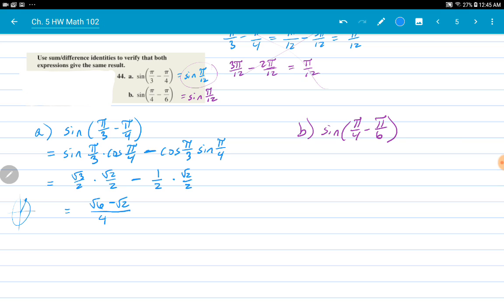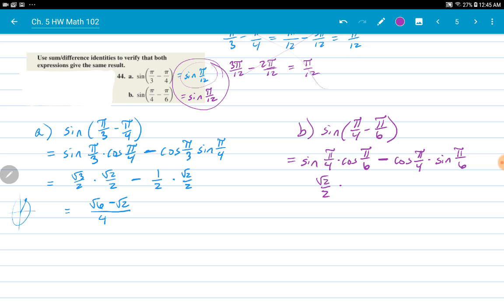Let's see if I get the same thing for part B. Theoretically, I should, since they're both equal to sine of pi over 12. But using that difference identity, I get sine of pi over 4 times cosine of pi over 6. Keep the sign. So that's a minus, and I get cosine of pi over 4 times sine of pi over 6.